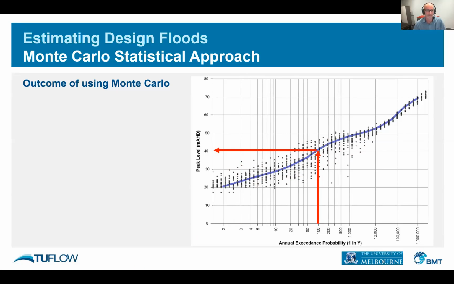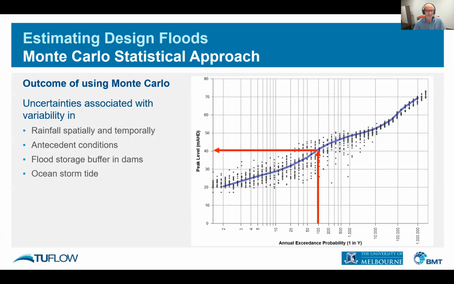What was very clear to me, project managing this study and being a bit of an onlooker to this side of things, was the uncertainties associated with the huge variability you can have with these larger catchments: in rainfall, both spatially and temporally, and with antecedent conditions, the storage buffer in the dams, whether the dam is dry, low down, or very full prior to flood, which has a big impact on the flood levels. The ocean storm tide was also varied for every one of the thousands and thousands of simulations that were carried out. So the uncertainties were greatly reduced, and that allowed us to much more confidently come up with your 1 in 100 and other AEP flood levels.